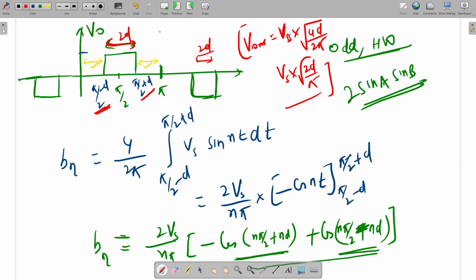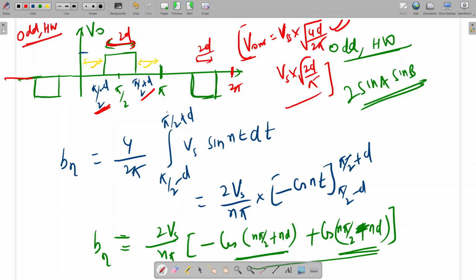This will be the output voltage. Okay. What will be the RMS value? This is conducting for how much? 2D and 2D, 4D. So in 2 pi, the waveform is appearing for 4D. So 4D divided by 2 pi. This is the actual RMS value. Okay. And in the Fourier analysis, if we see, this is following odd and half wave symmetry.